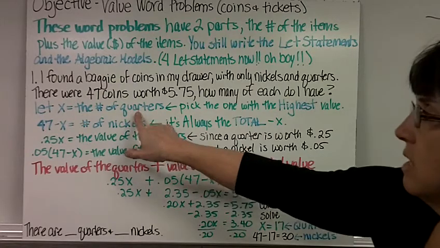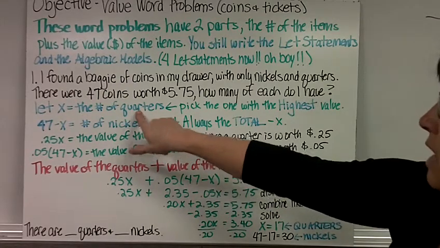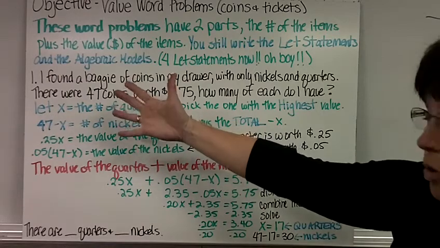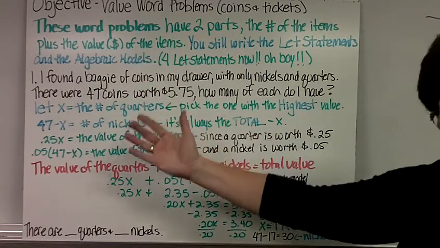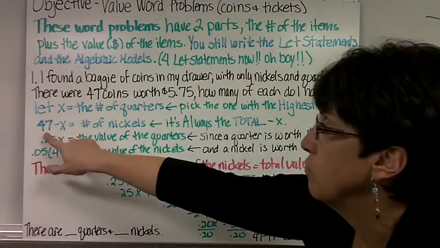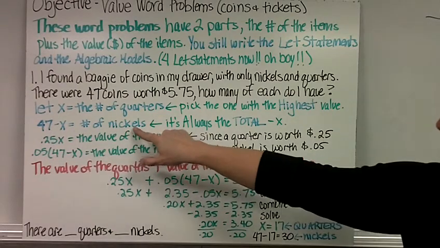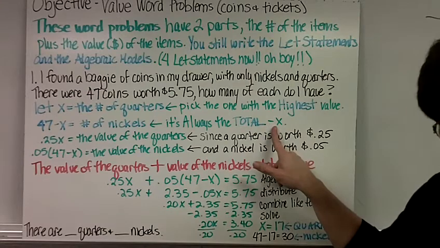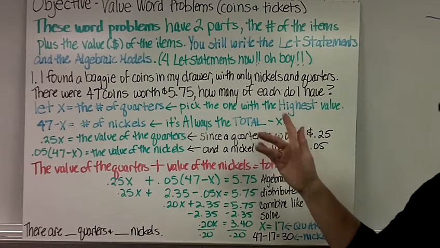Now, since there's x number of quarters and 47 coins in total, if I take my 47 coins and subtract the number of quarters, that will be the number of nickels. So 47 minus x equals the number of nickels. And it's always the total minus x, if you're given the total.